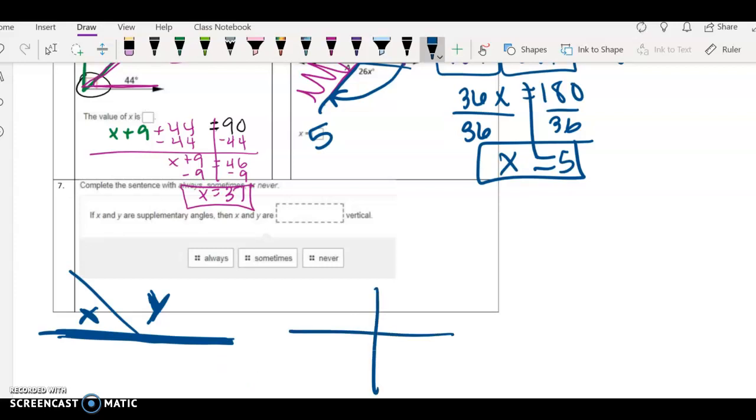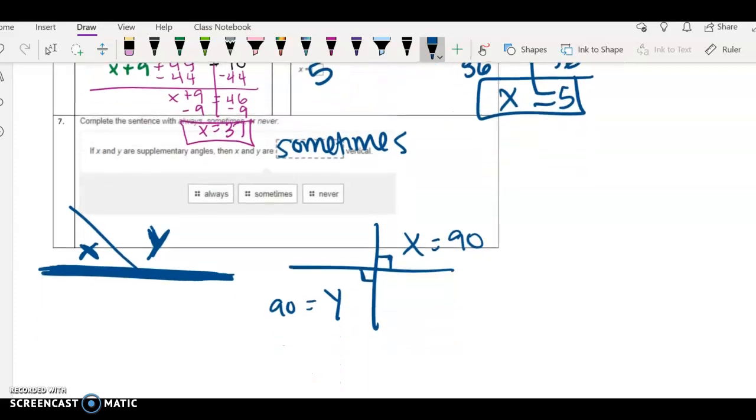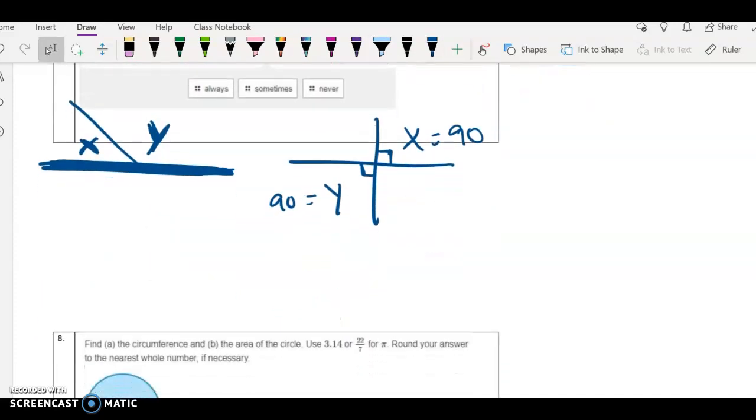But if they're both supplementary, that means they add up to be 180, could they be vertical? So could I have x here and y here? And the answer is yes, because if this is 90 degrees and this is 90 degrees, 90 plus 90 gives me 180. So this is sometimes. Because over here, they're not vertical, they're adjacent. So since we have an option of it being adjacent or vertical, it's going to be sometimes.